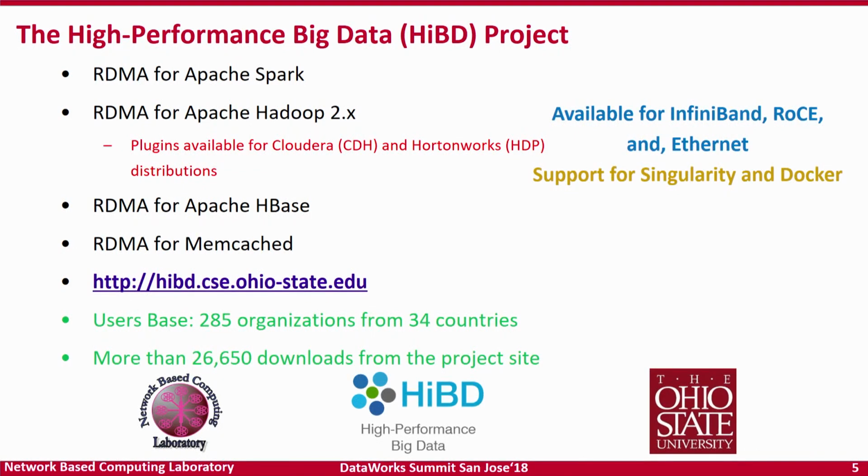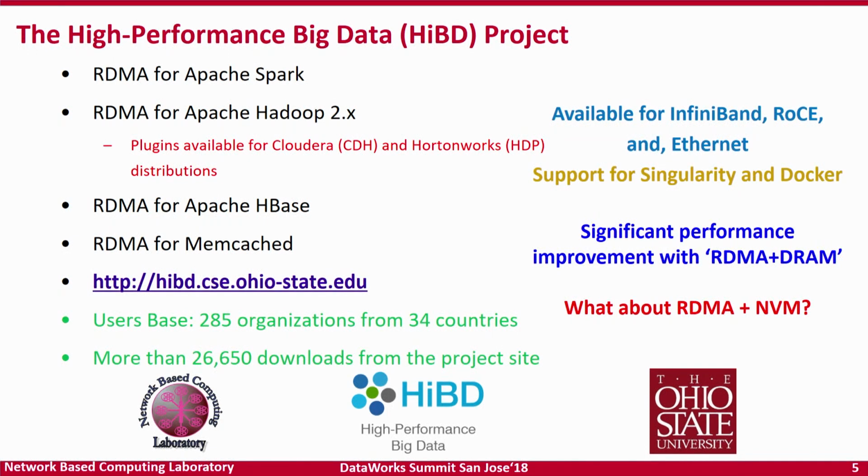This is an overview of the high-performance big data project that we at Ohio State University have been working on for the last 6-7 years. As part of this project, we have been releasing high-performance versions of Apache projects such as Spark, Hadoop, HBase, and memcached. We have been releasing these software stacks for a long time. For Hadoop, we have plugins available for the Cloudera and Hortonworks distributions as well. These stacks are available for all kinds of networks, including InfiniBand, RoCE, and Ethernet. We recently launched support for Singularity and Docker as well.